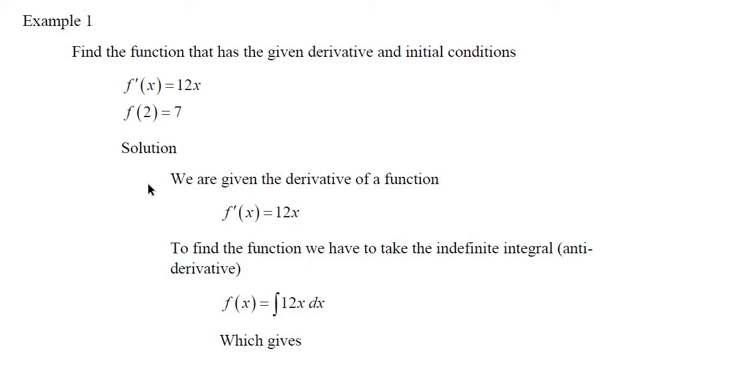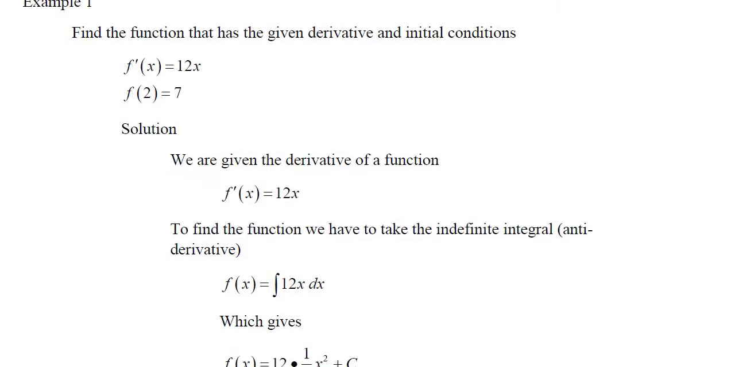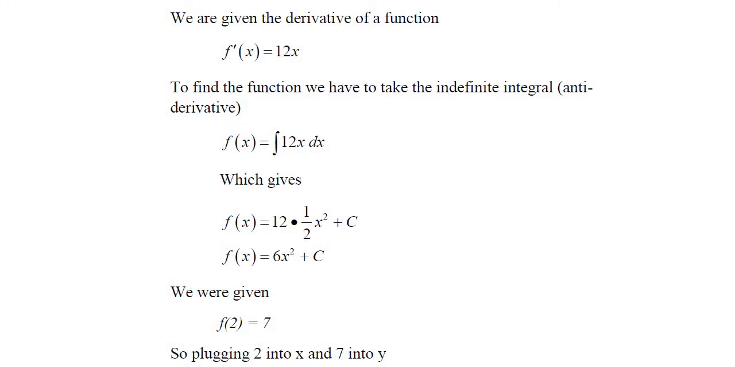We are given the derivative of a function, f prime of x is equal to 12x. To find the function, we have to take the indefinite integral, the antiderivative of 12x. So f of x is equal to the antiderivative of 12x dx, which gives f of x is equal to 12 times 1/2 x squared plus a constant. So 12 times 1/2, that gives me f of x is equal to 6x squared plus a constant.